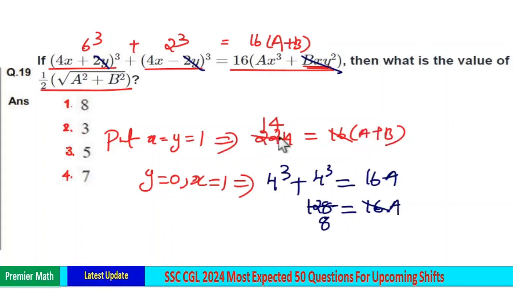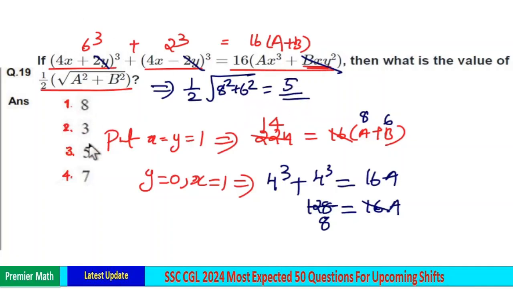a + b is equal to 14 and a is equal to 8. Then b is equal to 6. Then half root a² + b² will become half into root of 8² + 6², which is equal to 64 + 36, 100. So root 100 is 10. 10 by 2 is 5. So option 3 is your answer.